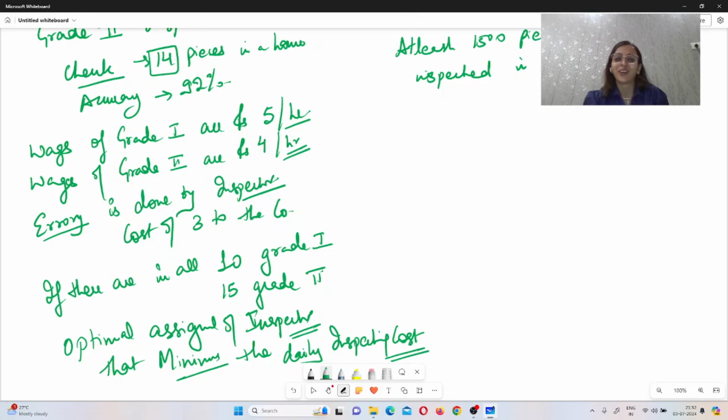So yes, this is a linear programming problem with a case study. Let me summarize. A company has two grades of inspector, inspector 1 and 2, undertaking quality control inspections. At least 1500 pieces must be inspected in 8 hours per day. A grade 1 inspector checks 20 pieces in an hour with an accuracy of 96%. A grade 2 inspector checks 14 pieces an hour with an accuracy of 92%.